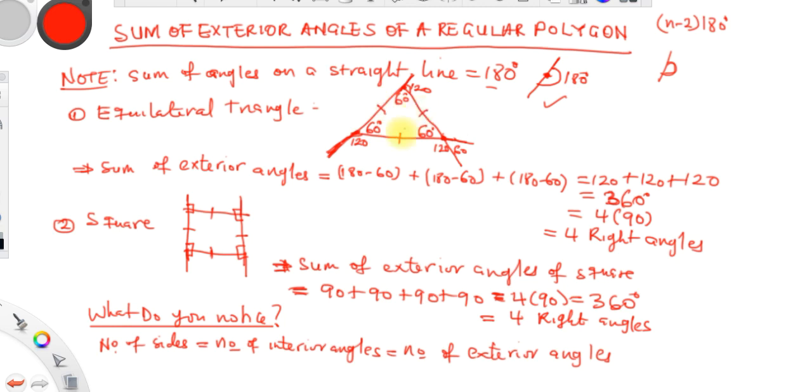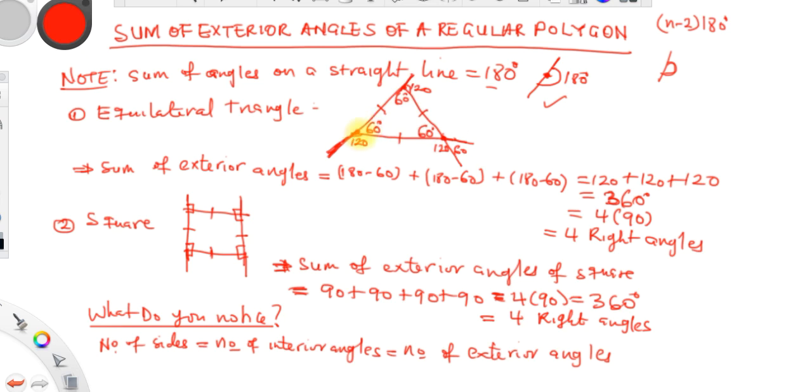It has 3 sides, and these sides are equal, and each of the interior angles is 60 degrees. So if you want to find the sum of the interior angles, it is 60 plus 60 plus 60. So how do I find the exterior angle? At this point, the interior angle is 60.